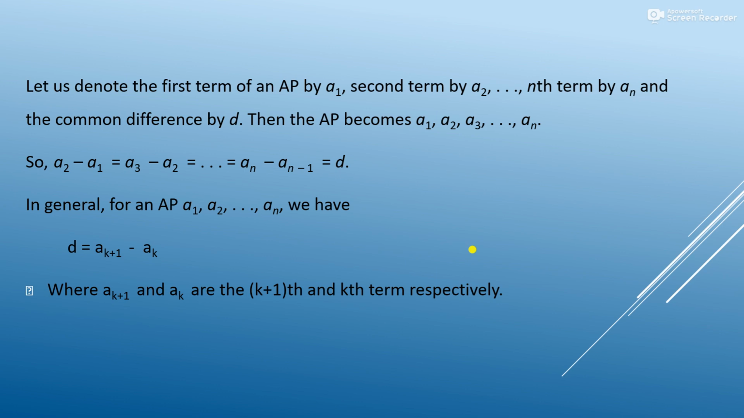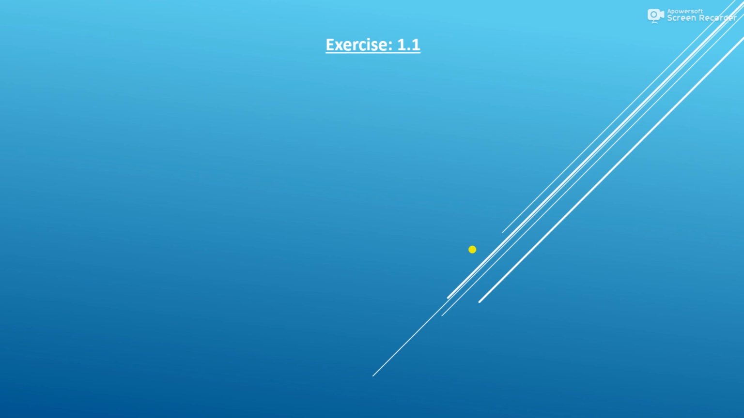In general, for an AP a1, a2, a3, up to an, we have d equal to a(k+1) minus ak, where a(k+1) and ak are the (k+1)th term and the kth term respectively. That is, to find a common difference, we have to subtract the first term from the second term, the second term from the third term, and the third term from the fourth term, likewise.